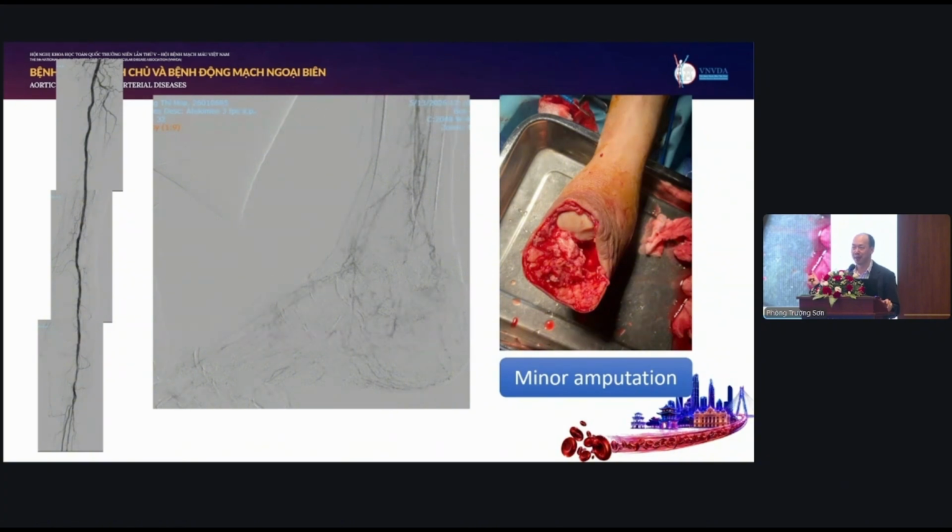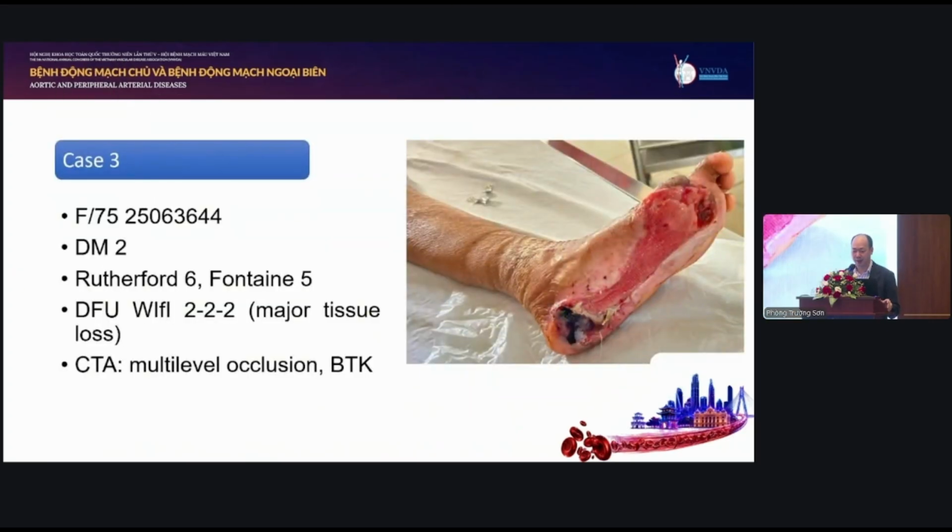There's another case of a flap reconstruction. This is a 55-year-old female patient, again with a long history of DM2, end-stage renal disease, and major tissue loss. The DFU WIfI is a 2. On the CTA, there's a multi-level occlusion, and again mostly in the BTK.